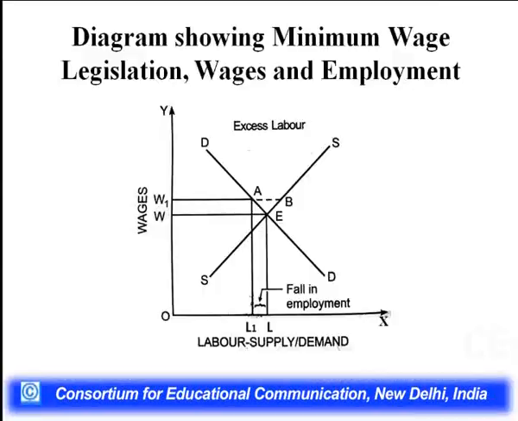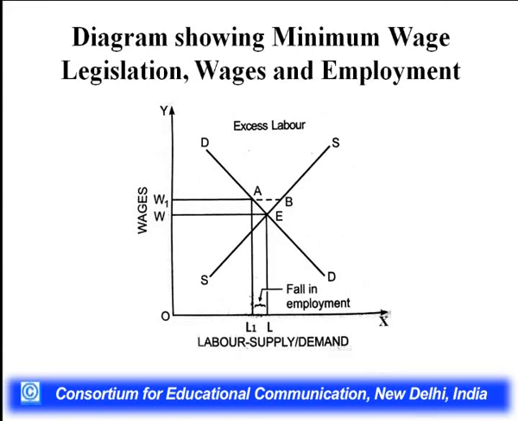This is the diagram showing minimum wage legislation, wages and employment. DD is the demand for labor, SS is the supply of labor, and at equilibrium point E, OW is the wage rate that is determined by the free play of market forces, that is demand for and supply of labor. With reference to this equilibrium point E and wage rate OW, the total employment, the total workers employed is OL.